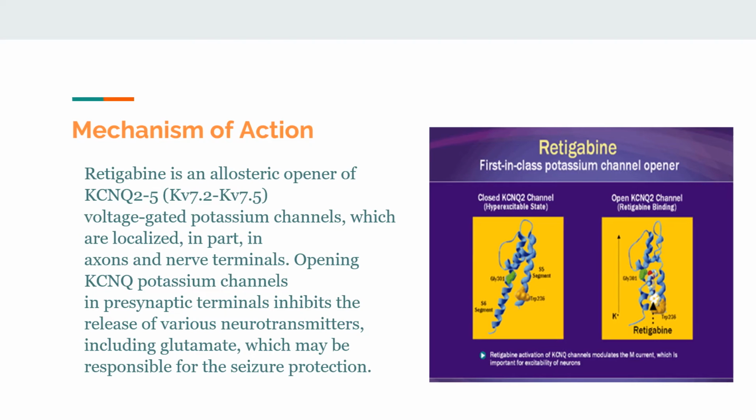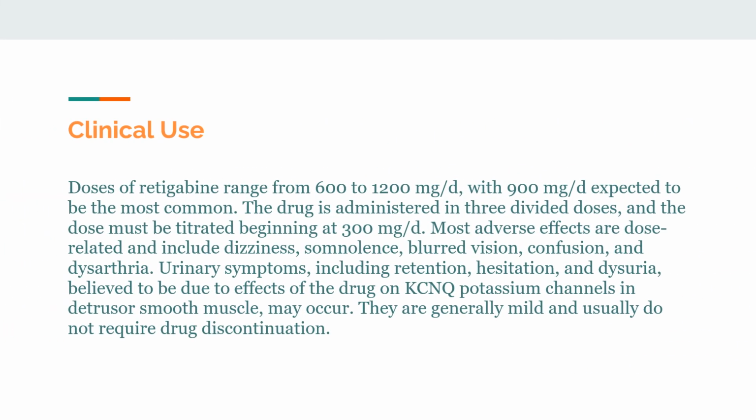Next is clinical use. Doses of retigabine range from 600 to 1,200 mg daily, with 900 mg daily expected to be the most common. The drug is administered in 3 divided doses, and the dose must be titrated beginning at 300 mg. Most adverse effects are dose-related and include dizziness, somnolence or drowsiness, blurred vision, confusion, and dysarthria.